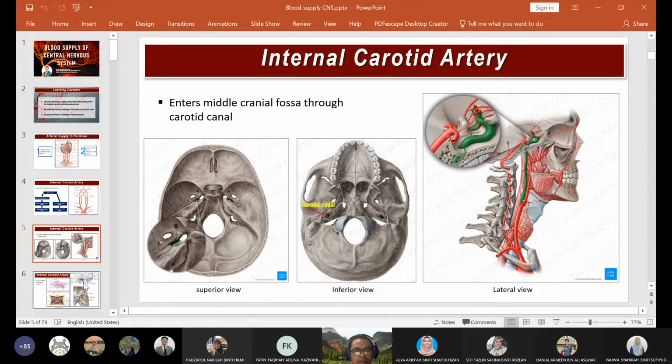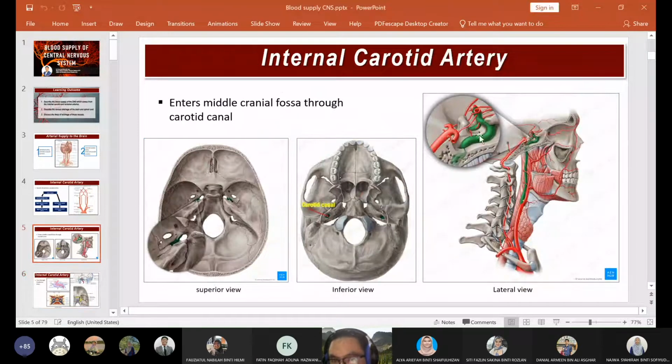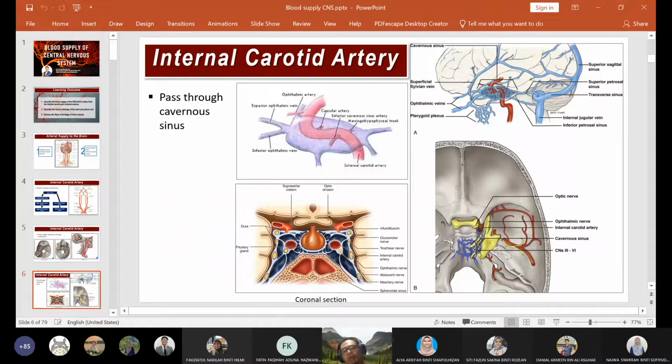So then it passes through the cavernous sinus. Once dia dah masuk, it goes in here. It straight away passes through the cavernous sinus. So this is quite interesting. The cavernous sinus is actually a vein. This is the cavernous sinus. All the blue is the venous system. They have venous sinuses and then veins. So the artery actually is bathed, dimandikan, inside the cavernous sinus.